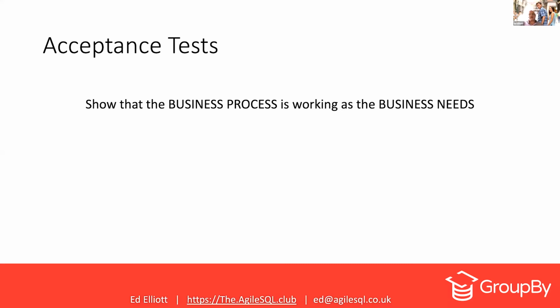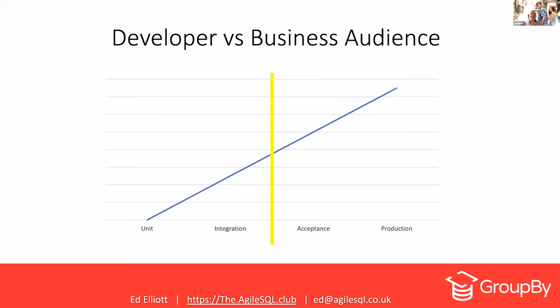Acceptance tests start to show that a business process works. You probably start to see dashboards that the business can connect to and say, yep, you know what, they're the numbers I'm expecting. That's what I like. Now, unit tests and integration tests are for developers. Acceptance tests and production are for business users.